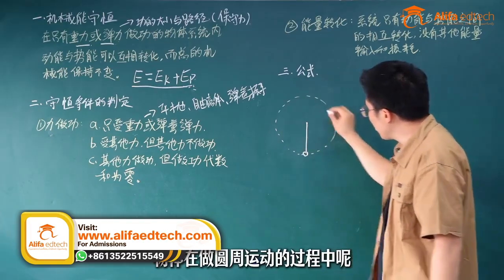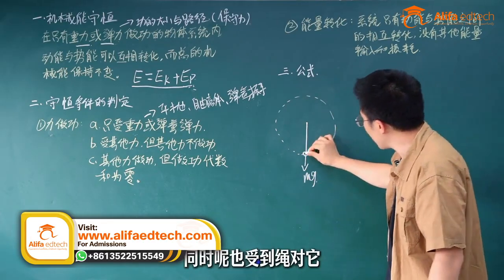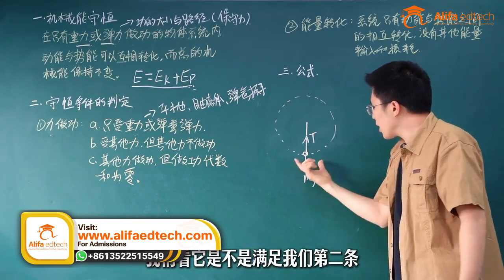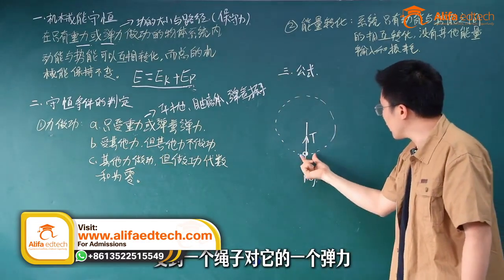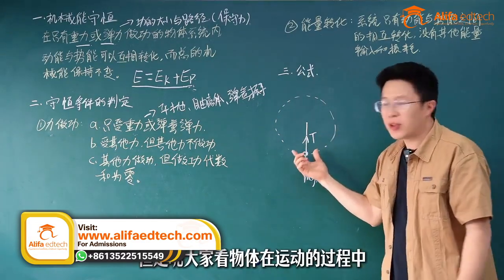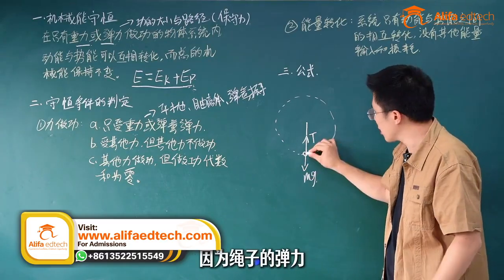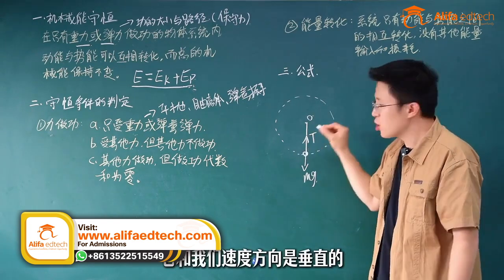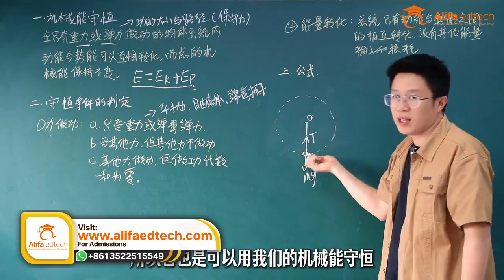When an object is undergoing circular motion, it is subject to its own weight, and at the same time, it is also subject to the tension T from the string, right? Let's see if it satisfies our second condition. It is subject to other forces, such as the tension from the string. However, notice that during the object's motion, the tension from the string does no work because the tension is always directed toward the center of the circle, and it is perpendicular to the direction of velocity. It is perpendicular, so it does no work, which means we can also use the conservation of mechanical energy here.